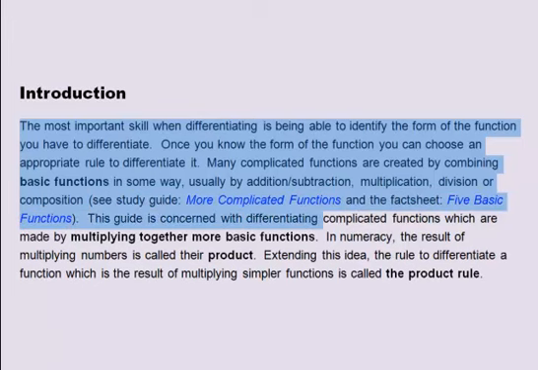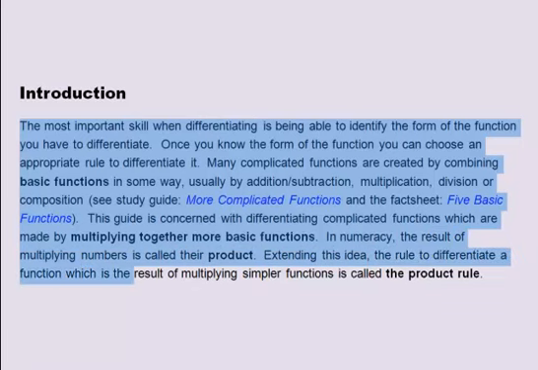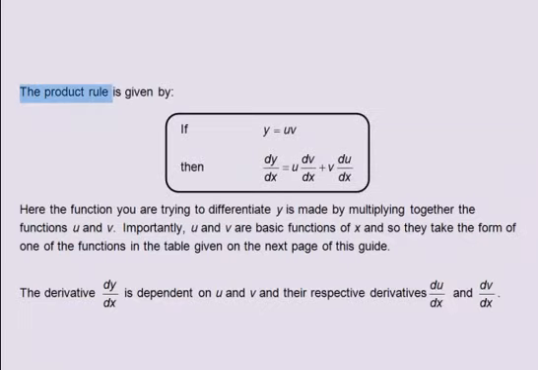This guide is concerned with differentiating complicated functions which are made by multiplying together more basic functions. In numeracy, the result of multiplying numbers is called their product. Extending this idea, the rule to differentiate a function which is the result of multiplying simpler functions is called the product rule. The product rule is given by: if y equals u multiplied by v, then dy by dx equals u multiplied by dv by dx plus v multiplied by du by dx.